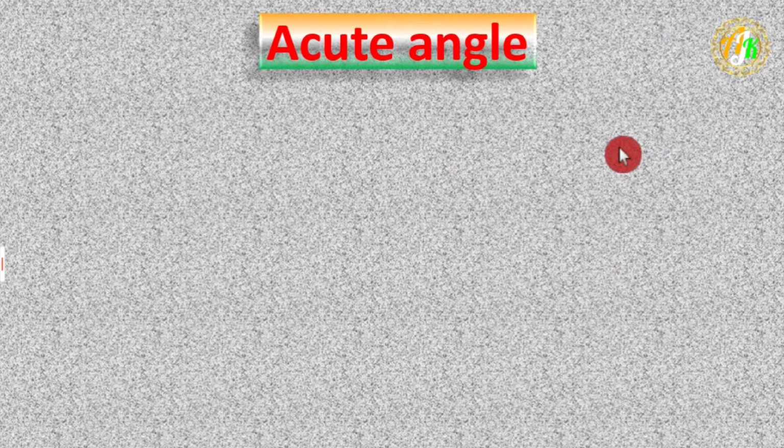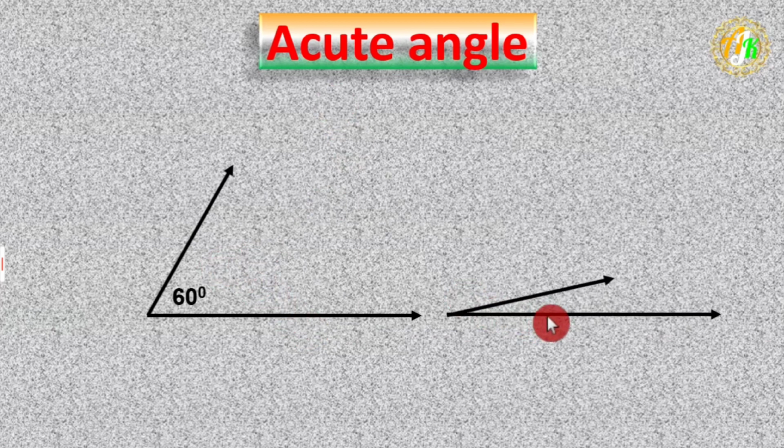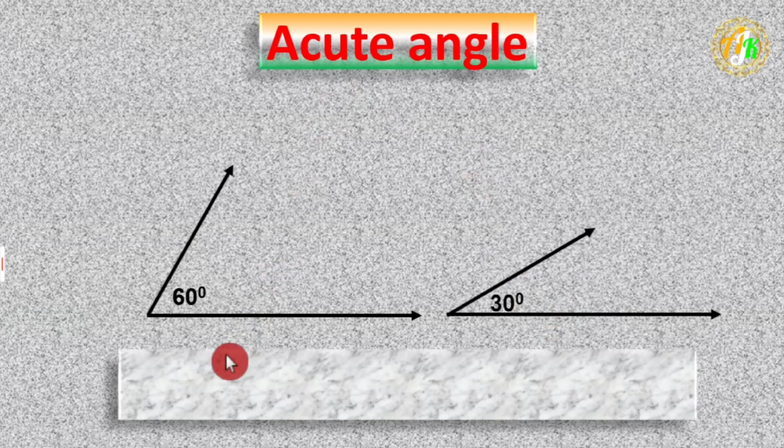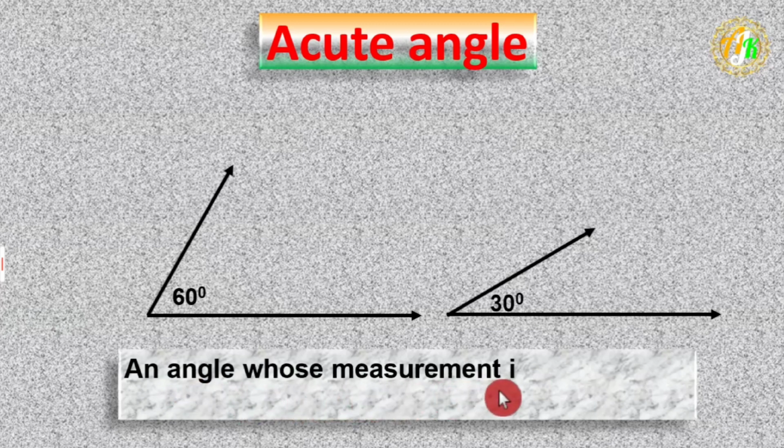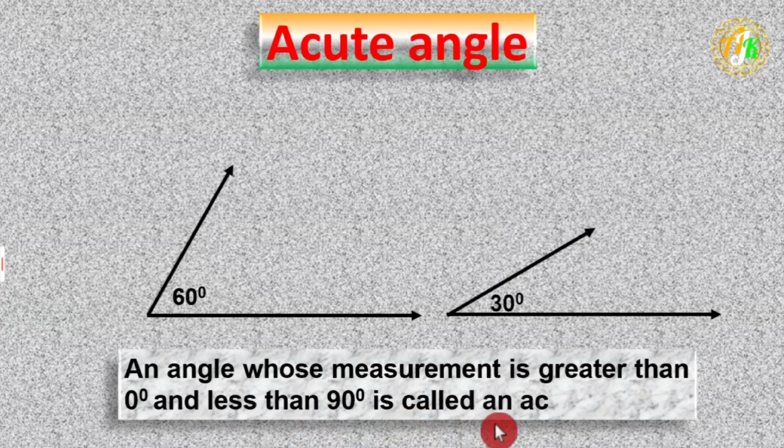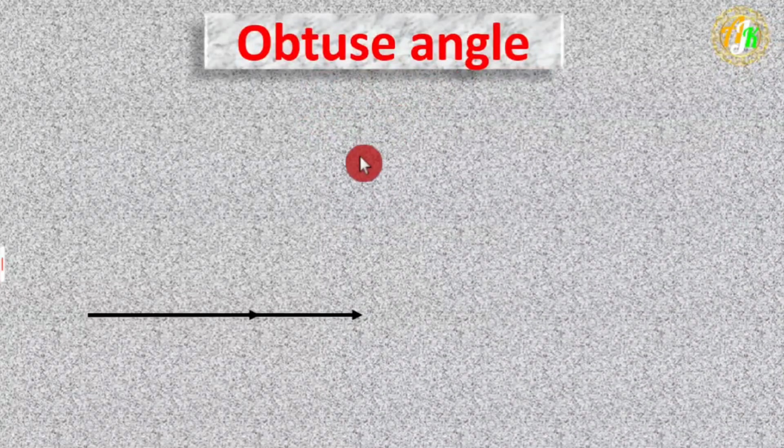First, acute angle. Acute angles are before you. It's a 60-degree angle, which is an example of an acute angle. It's 30-degree, which is also an acute angle. Now definition. An angle whose measurement is greater than 0 degree and less than 90 degree is called an acute angle.